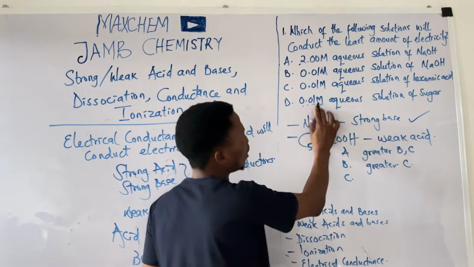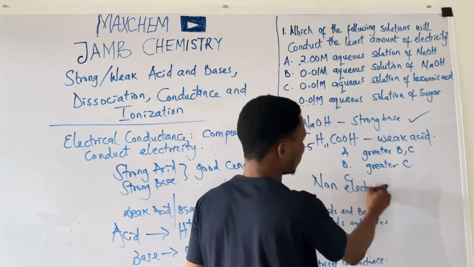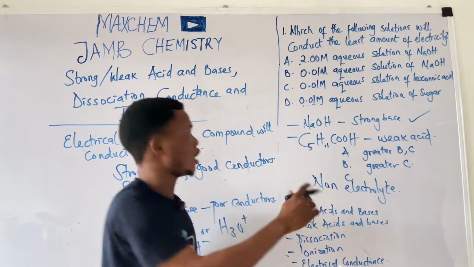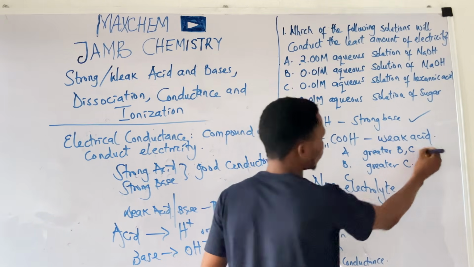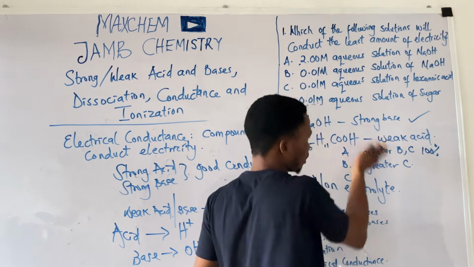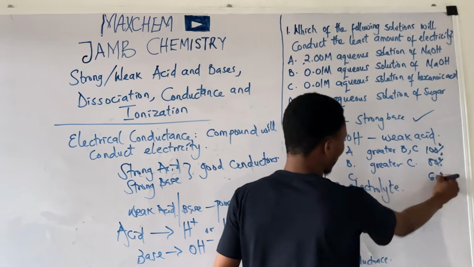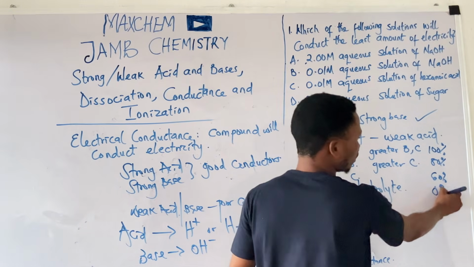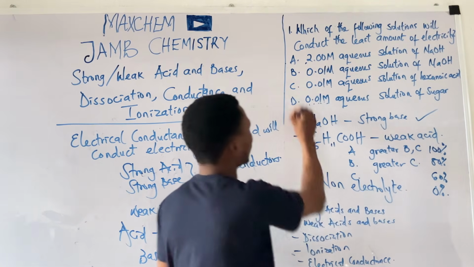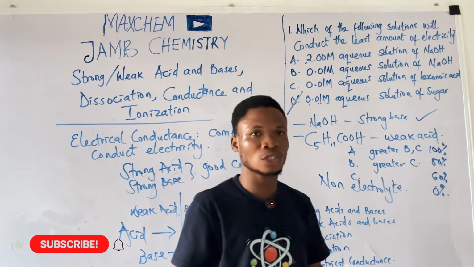0.01 molar solution of sugar. Sugar is a non-electrolyte, so it will not allow the passage of electricity even in its molten form. So look at this, since this one will allow the passage of electricity, let's say at 100%, for example, this one is lower, this one is lesser, but this one is a non-electrolyte, it will not allow the passage of electricity at all. And the question says which one will conduct the least amount? So it is option D, because sugar is a non-electrolyte. In its molten form, it will not allow the passage of electricity.